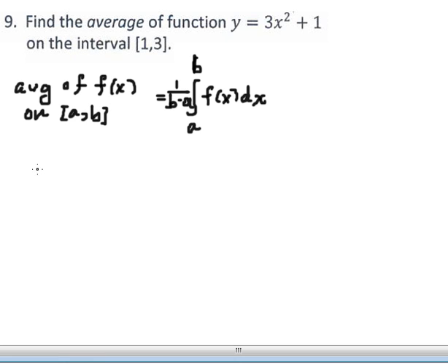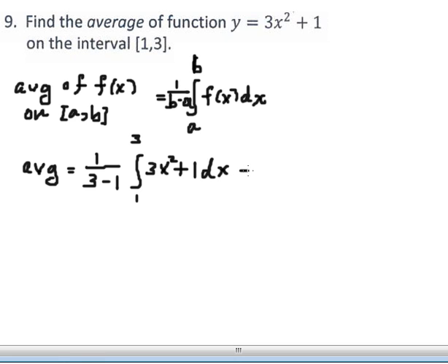Okay, so let's use that formula, and we have our average value. Our average is equal to 1 over 3 minus 1 times the integral from 1 to 3 of 3x squared plus 1. Alright, so that's 1/2 times 3x cubed over 3 plus x, evaluated between 1 and 3. Okay, these cancel, and that's 1/2.